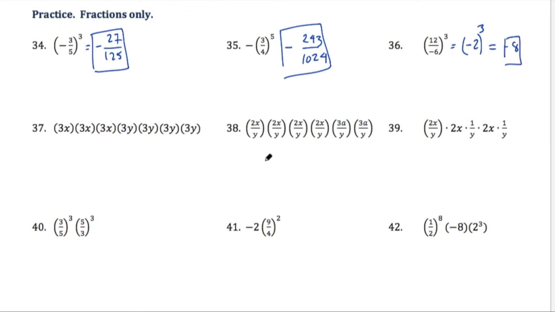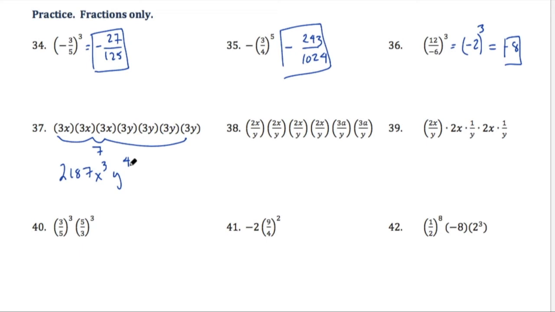All right, for number 37, you should notice that you have 3 in each of the terms, each of the groups of parentheses here, and there are 7 of those groups. So we've got 3 to the 7th power, which is 2,187. Now 3 of these terms have x's, so that's x to the third, and 4 of them have y's, so y to the fourth. Excellent.